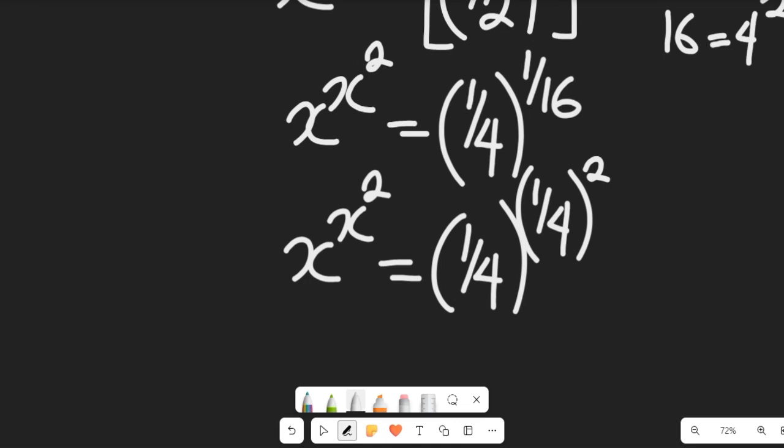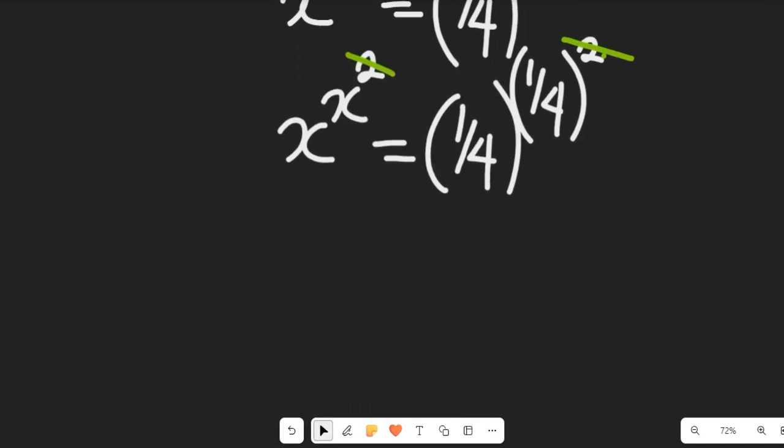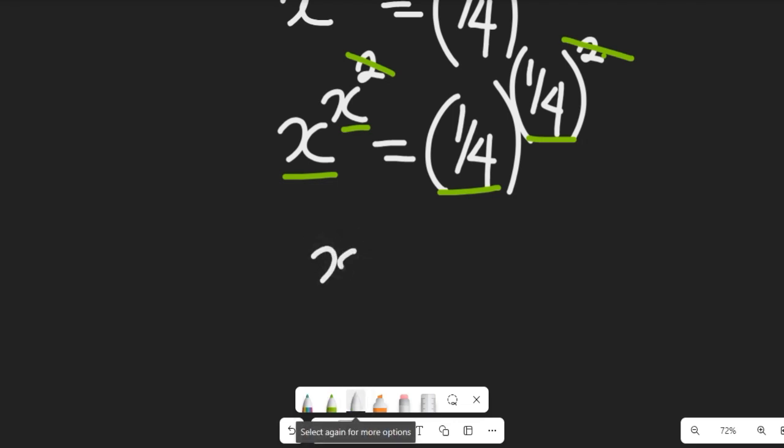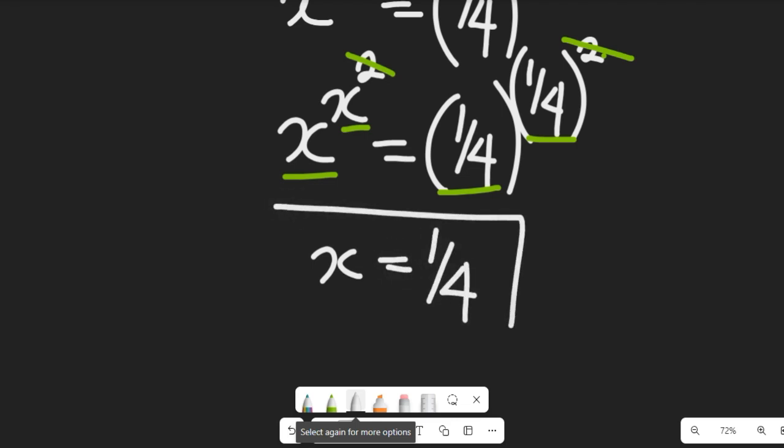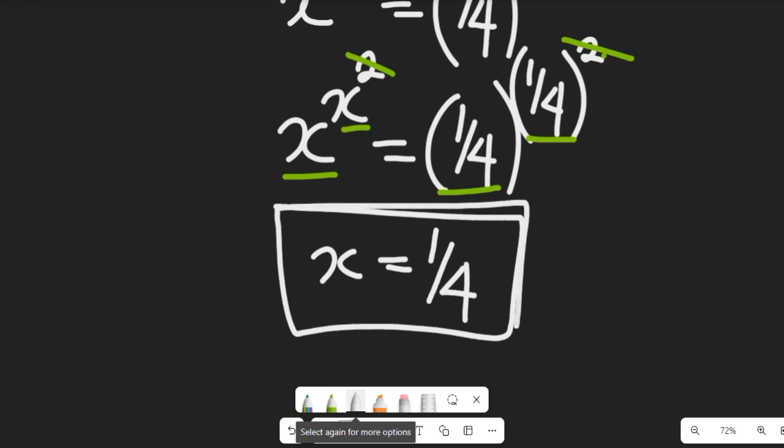You can see that we have a common square, so I can do away with this square, right? And from this expression, you see that we have a similar base and a similar exponent. So I can simply take one exponent to be equal to the other. So what would that be? That will now give me the value of x to be equal to 1/4. And that is the solution to the equation given to us up there.